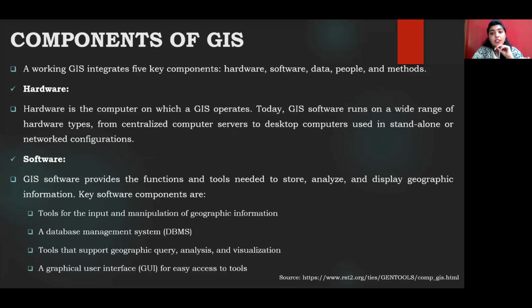So, the components of GIS that we have, these are basic 5 components that we require when it comes to GIS. It is the hardware, the software, the data, people, and methods. You need a hardware. Hardware is nothing but your computer, your desktop. You need that so that you can install the software, you can work on it, correct? So that hardware is required.